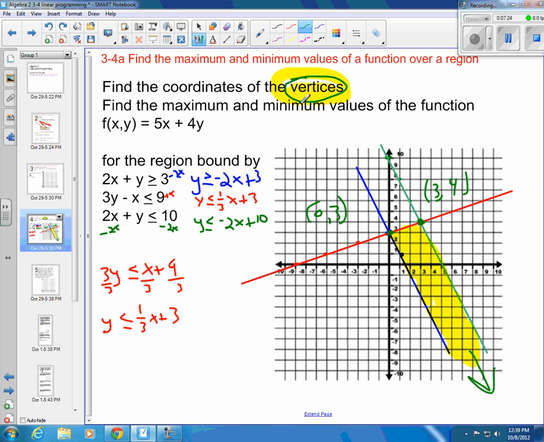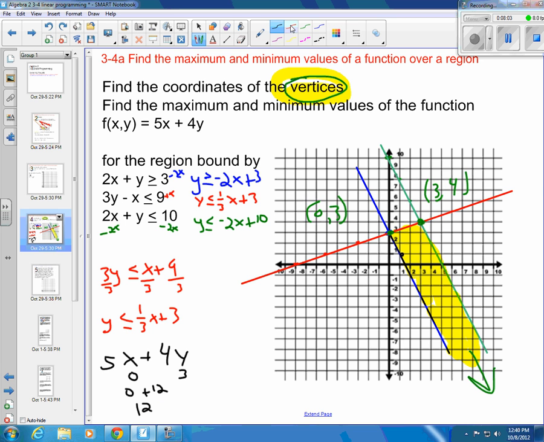So it says find the maximum and minimum values of the function. Well, the minimum value, since it's going on forever negative, we're not really going to find a minimum value of this. But we can find a maximum value where it's the biggest. And it's either going to be at the point 0, 3 or at the point 3, 4. So I'm going to take that function there and grab black. And so 5x plus 4y. I'm going to plug in 0 and 3. So that's going to be 0 plus 12, or 12.